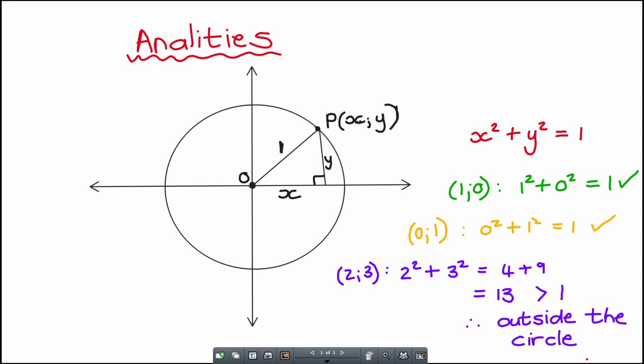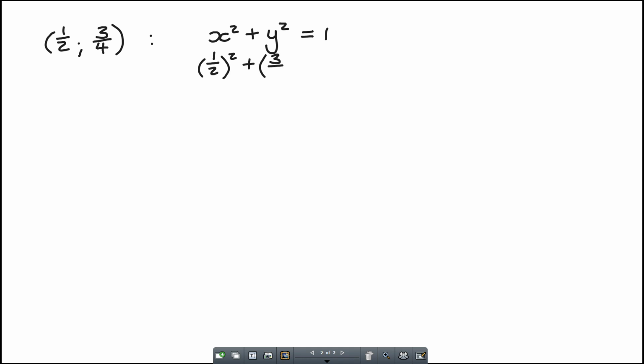Okay, right, so let's substitute another point. I'm going to skip, you guys have got all of this in front of you. Okay, so let's use the point where x is a half, that's on that page, and y is 3/4. Okay, so x squared plus y squared was equal to 1. So now we're going to say instead of x, a half, instead of y, 3/4. Okay, and that is actually going to give me 13 over 16.